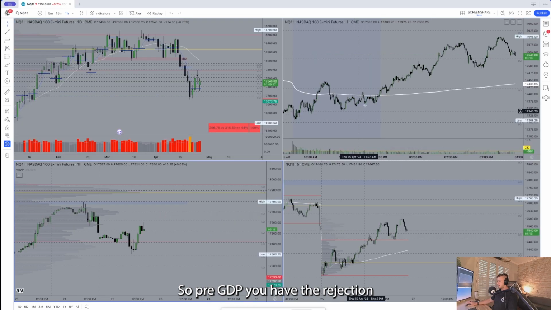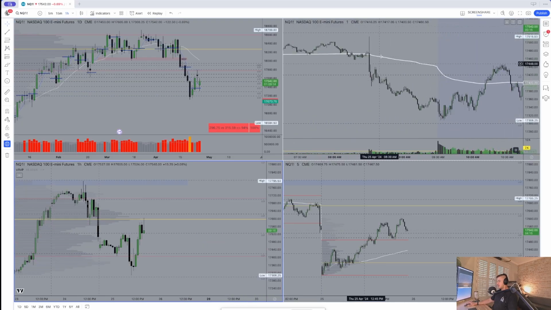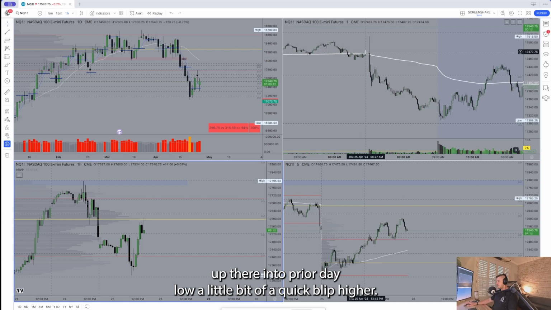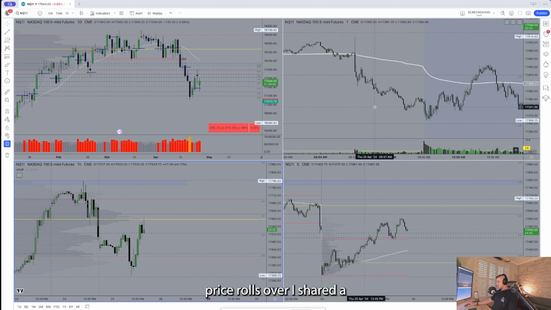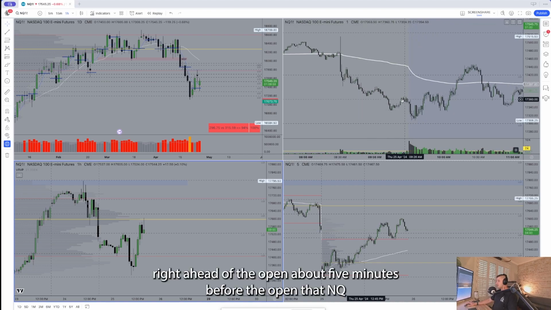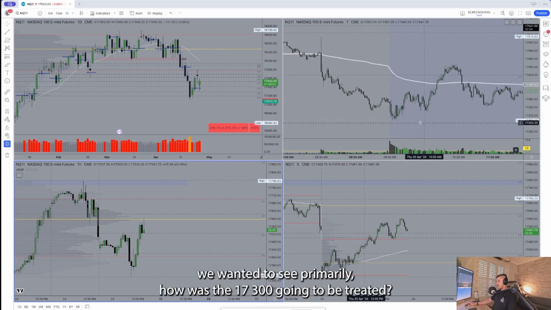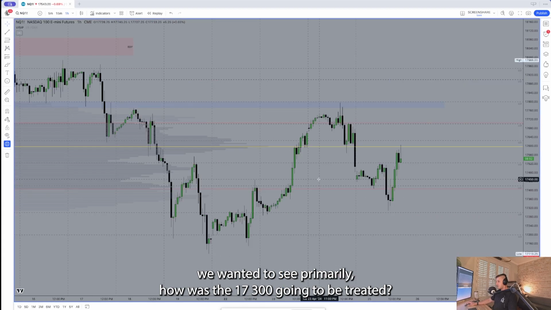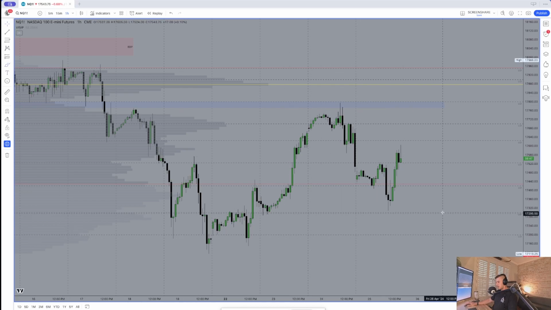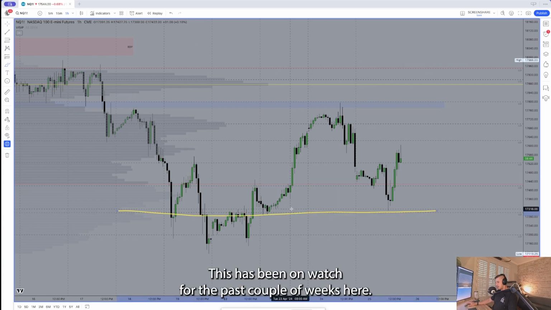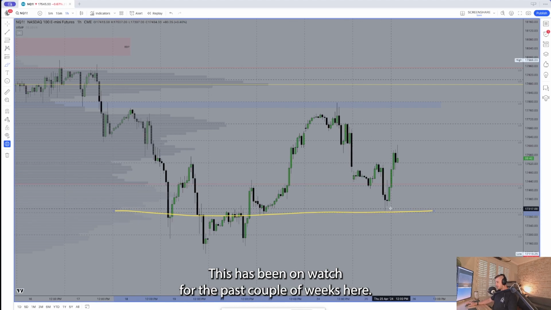So pre-GDP, you have the rejection up there into prior day low, a little bit of a quick blip higher, essentially. Rejection of the prior day low, that 17,525 upside level of interest. Price rolls over. I had shared an updated voice note right ahead of the open, about 5 minutes before the open, that on NQ we wanted to see primarily, how is the 17,300 going to be treated? Is this area going to be holding as support? Again, not a new level that we added. This has been on watch for the past couple of weeks here.